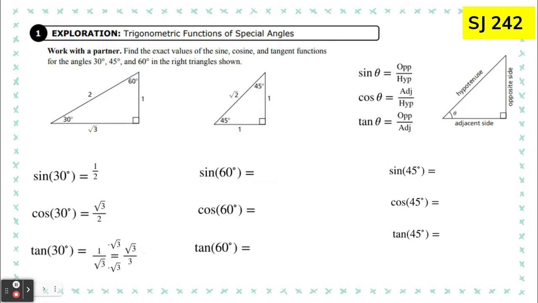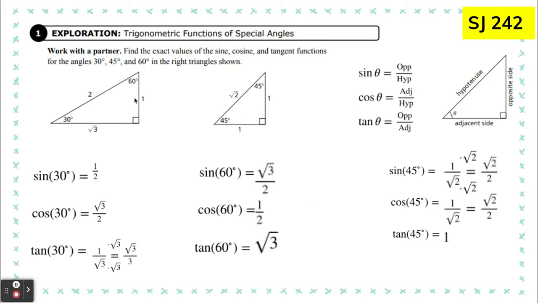Again, if you haven't tried the fractions for 60 or 45, pause this video, please, and go ahead and give it a try before you play the video again. All right, check your answers for sine and the 45 as well.